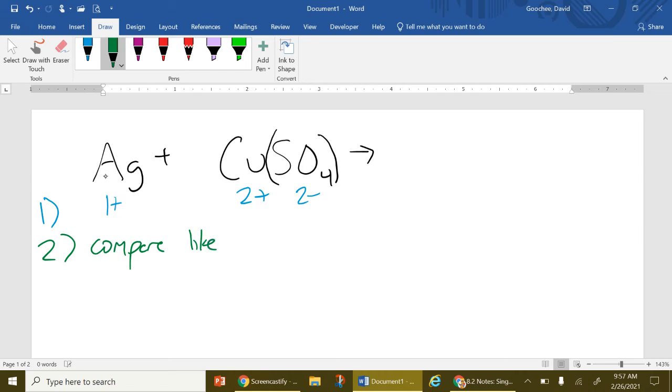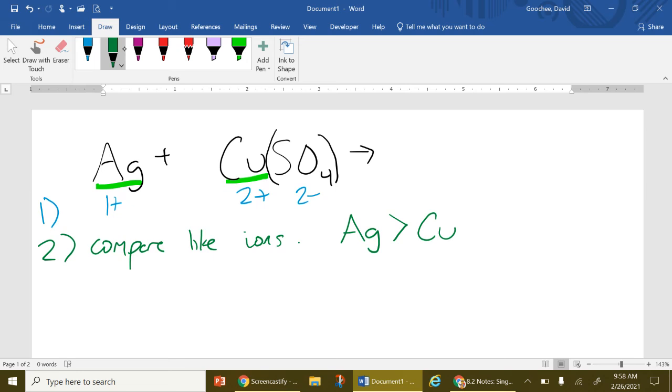Compare the like ions, okay? So this reaction only occurs if the single element coming in, which is positive, replaces the positive element here. So this reaction only occurs if silver is higher on the activity series than copper. Sulfate's only going to dump copper if silver is higher on the list, okay?